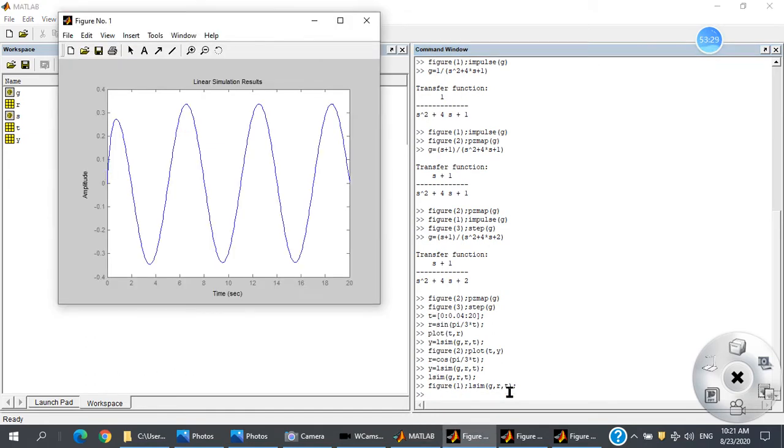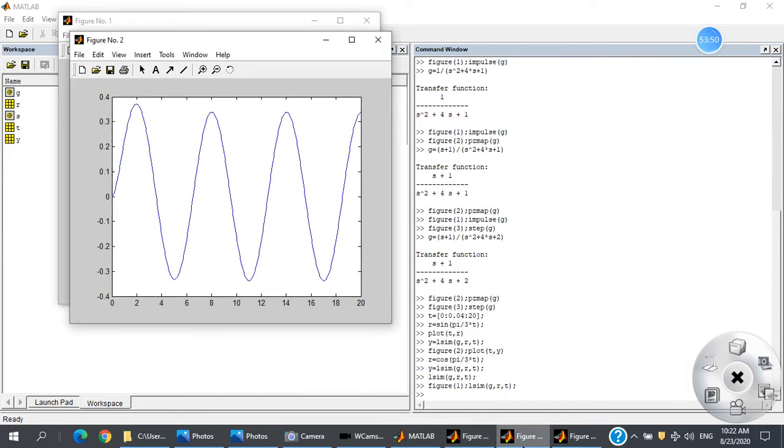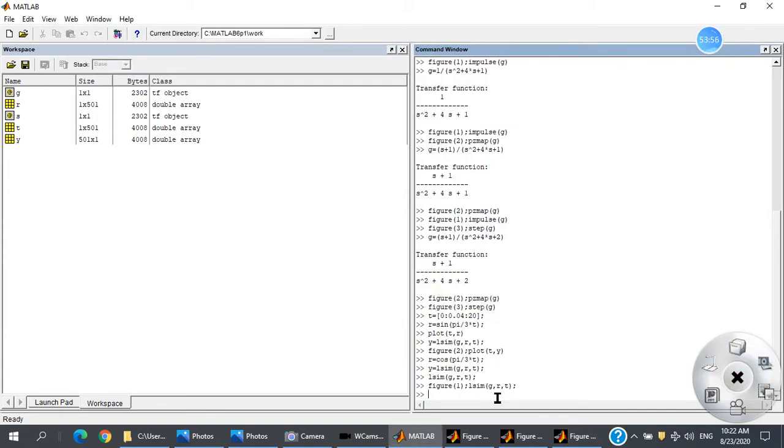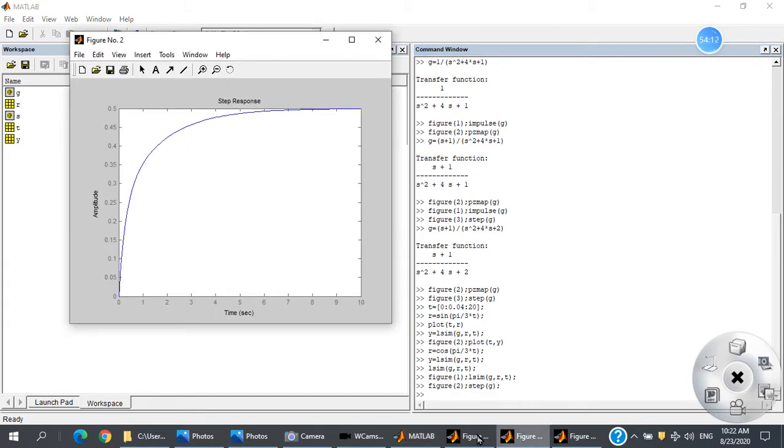Okay, this time the input is a cosine. It looks like this. Some small value, then larger, until now the amplitude tends to be similar, always the same value. Yeah. So you can compare with the step response. I don't have the step response yet. Okay, I use figure 2 for the step response. Yeah, you can compare these two.